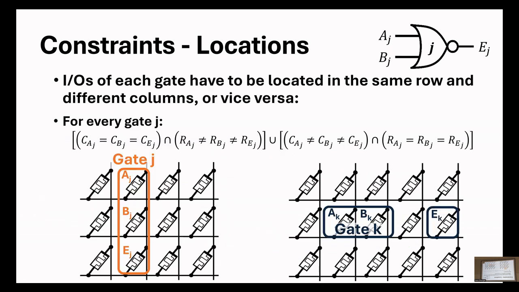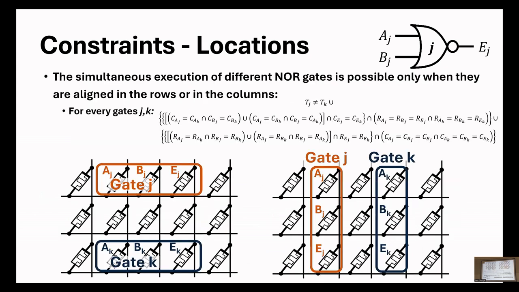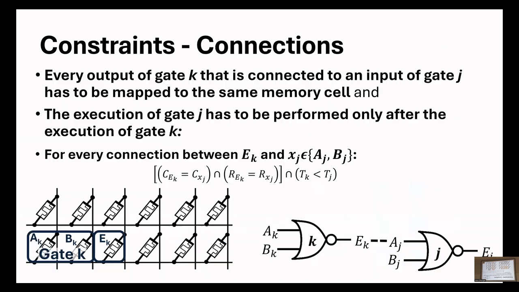Okay, third constraint is that all three memory stores have to be in the same row or in the same column. Another constraint is that if we have two gates that are executed in parallel, then the T of both of them has to be similar because they're executed together, and also there has to be a line in the inputs and a line in the output, the same here.